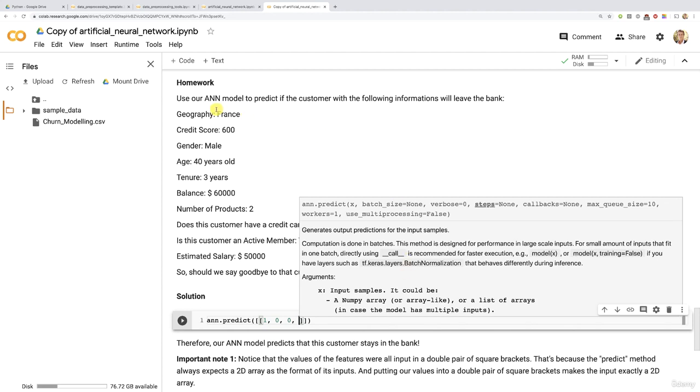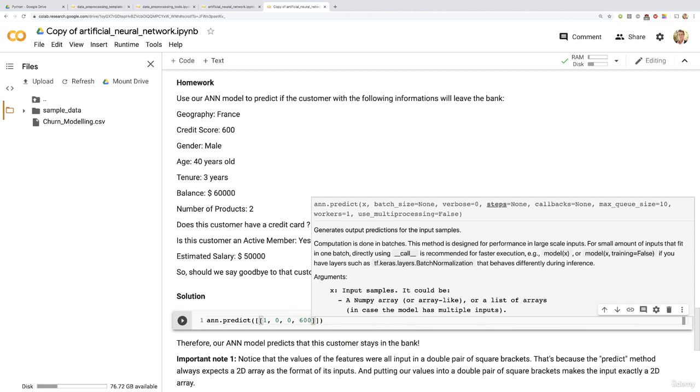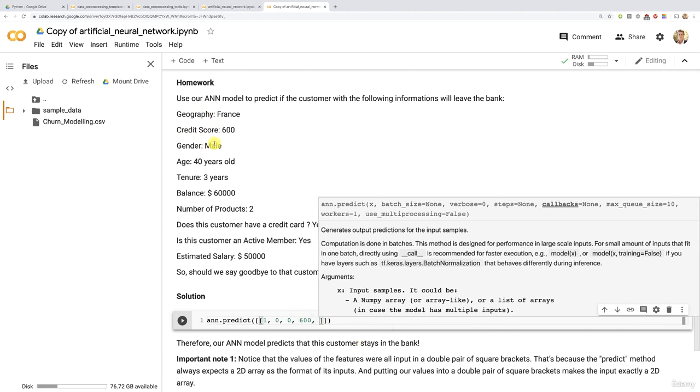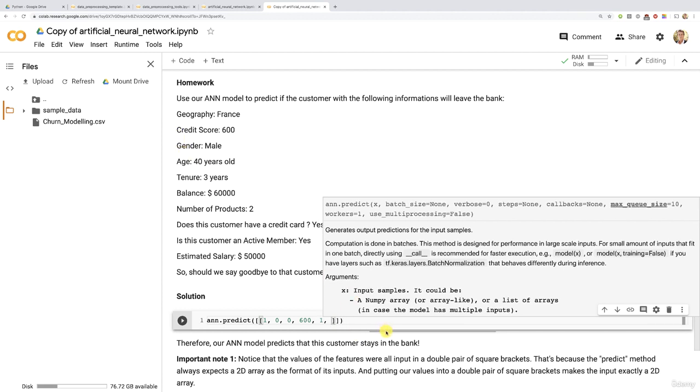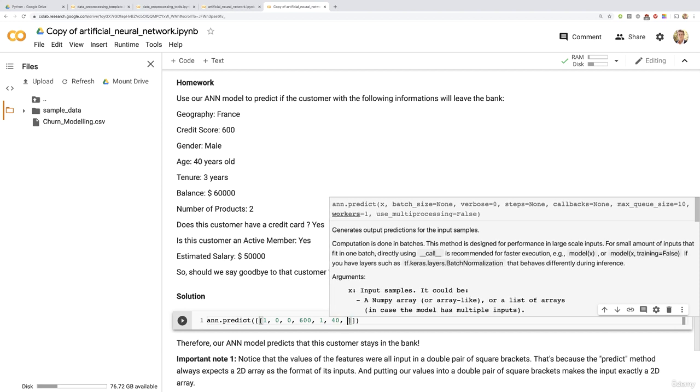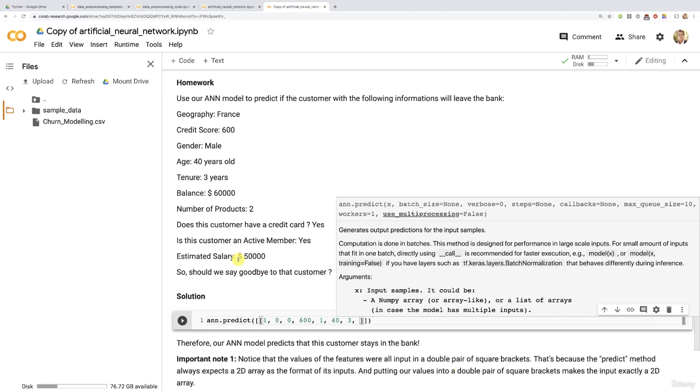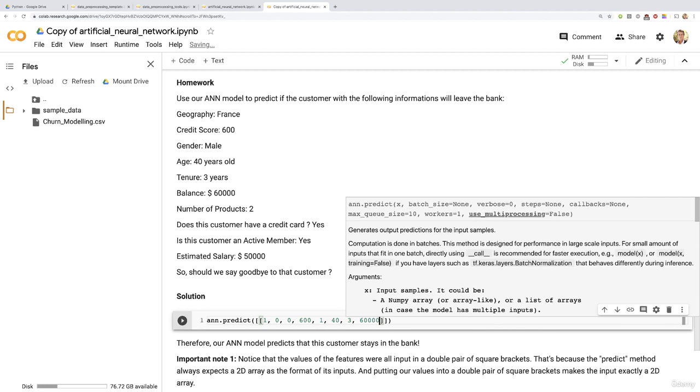Basically, that enters the first value of the first parameter, geography. All right, and then all the rest is easy. For the credit score, we will enter 600. Then let's see the gender, male. Remember, male was encoded as 1 and female was encoded as 0. So in order to enter the male gender, we need to enter 1. All right, then 40 years old, very simply, we enter 40, then tenure 3 years, we enter 3 here, then balance $60,000, so we enter 60,000.